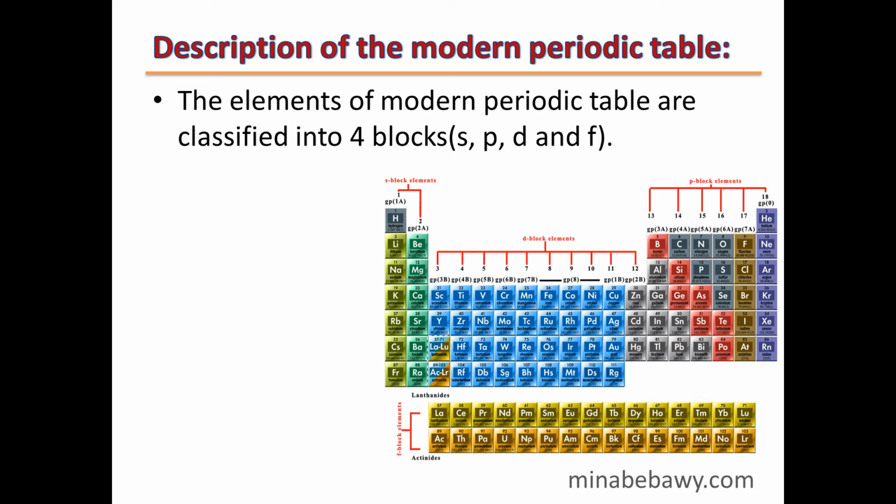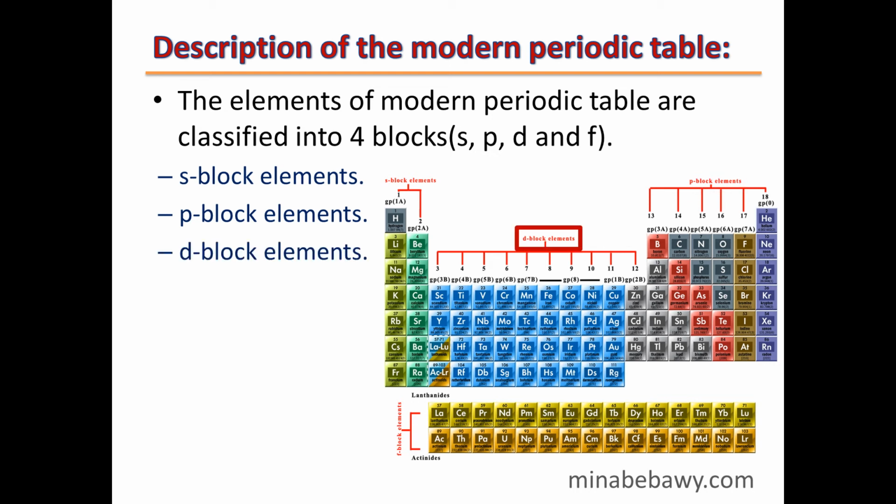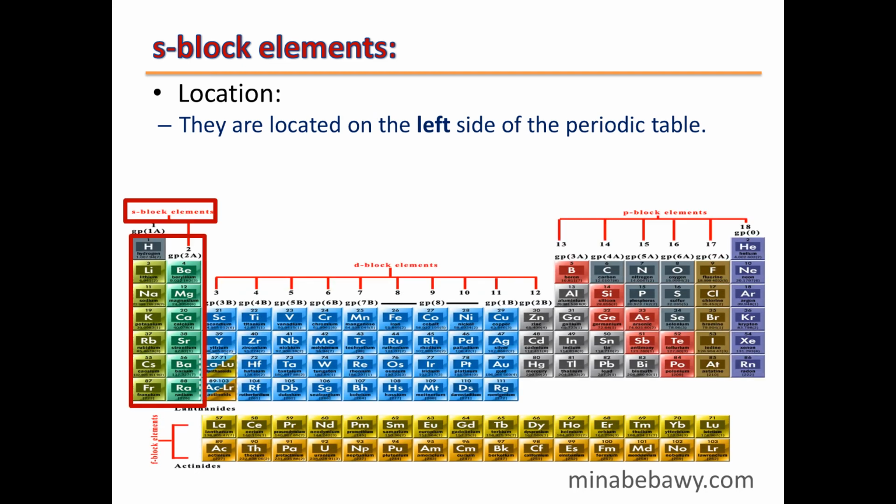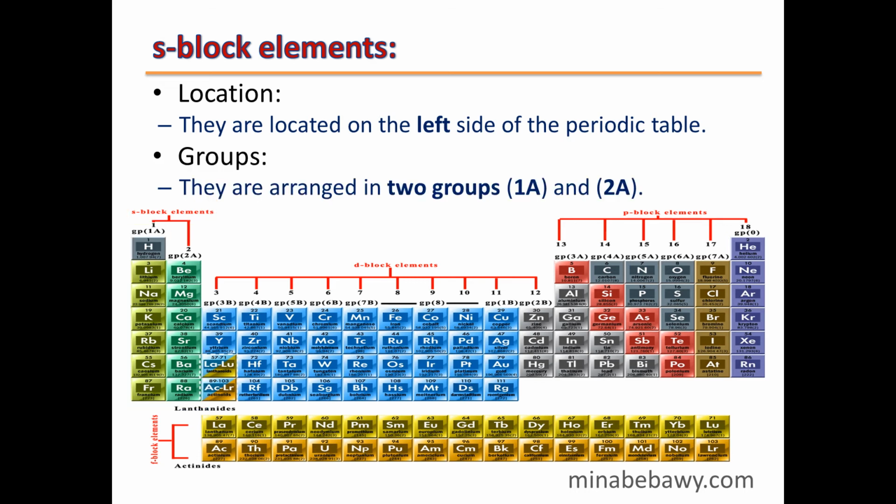The elements of the modern periodic table are classified into 4 blocks, which are s block elements, p block elements, d block elements, and finally f block elements. Let's talk about s block elements. They are located on the left hand side of the modern periodic table, and as you can see, they contain two groups, which are group 1A and 2A.